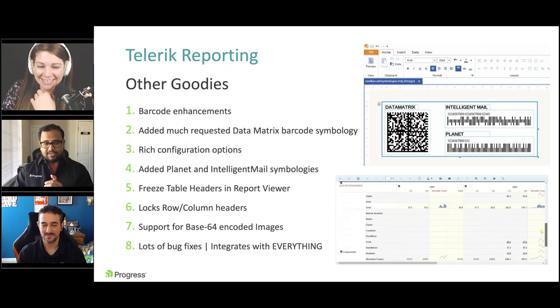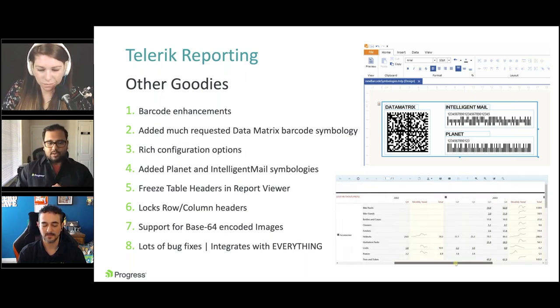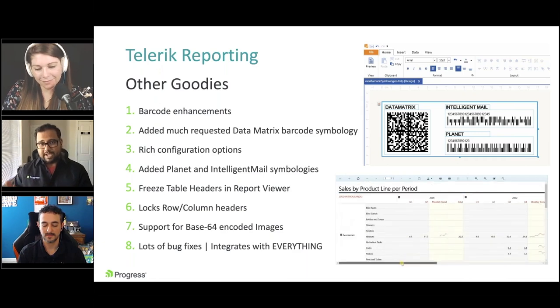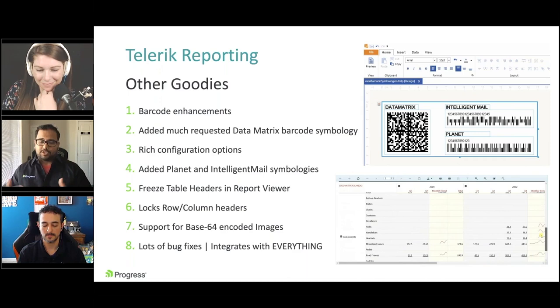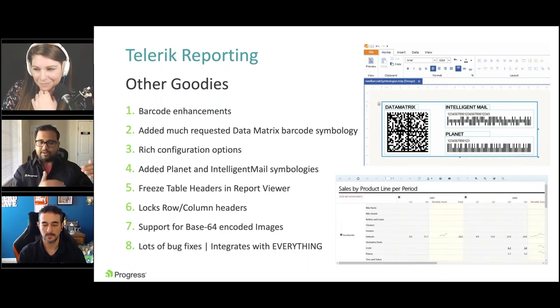There's a Planet, and then there's an Intelligent Mail symbology that we're adding. We also added ways to freeze the table headers in your report viewer. So as you're scrolling, just like what you saw with Sam, when you're scrolling through lots and lots of records, you want to see what report header you're under.